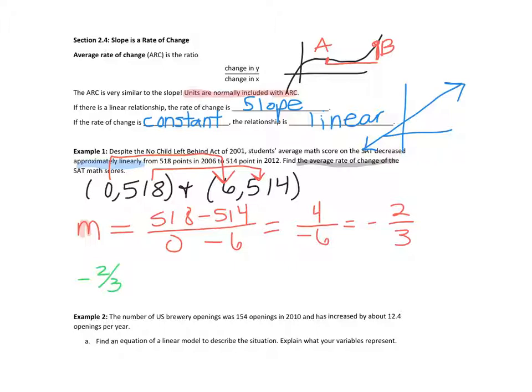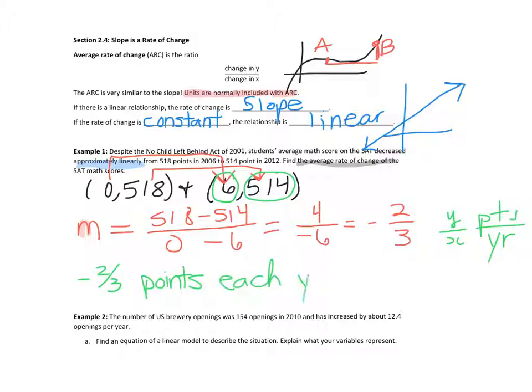But let's think of the units. So remember, it's the change of y over the change of x. The y values were points, and the x value was years after 2006. So we have points per year for our unit. So this could be negative 2/3 of a point each year after 2006. All right, so a little bit of unit analysis.